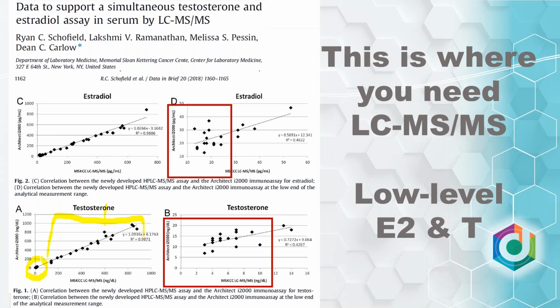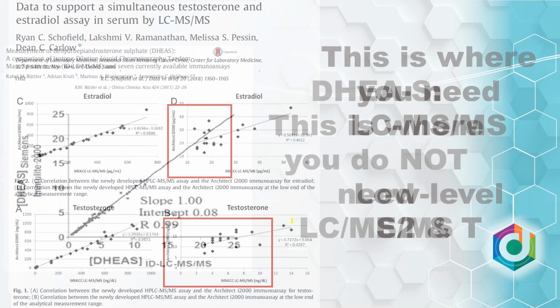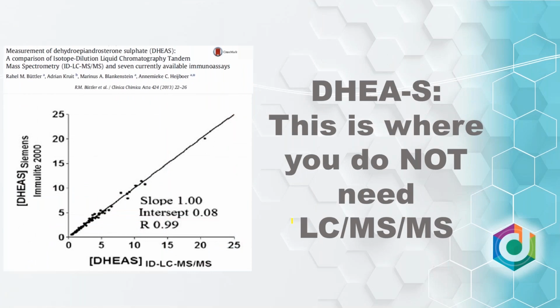I don't remember specifically what they were looking at in this study, but when you get down to those low levels, again, this correlation breaks down because the immunoassay is not strong enough. So for estradiol and testosterone at the low end, so that'd be for women for testosterone, for men, for postmenopausal women and children for estradiol, you're better off choosing an LC-MS-MS assay when you're using a serum assay.